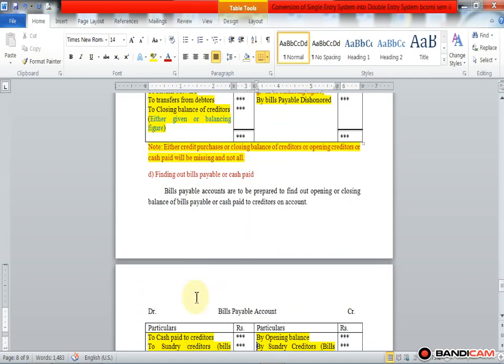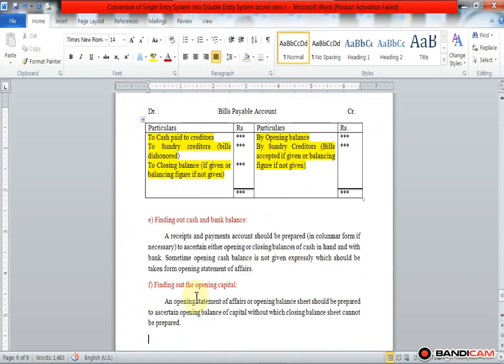Next one: how to find out the cash and bank balance of the concern. A receipt and payments account should be prepared in column form if necessary to ascertain either opening or closing balances of cash in hand and cash with bank. Sometimes the opening cash balance is not given expressly, and it should be taken from the opening statement of affairs. So if the opening cash balance or bank balance is not given in the problem, then it will be given to you in the opening statement of affairs.